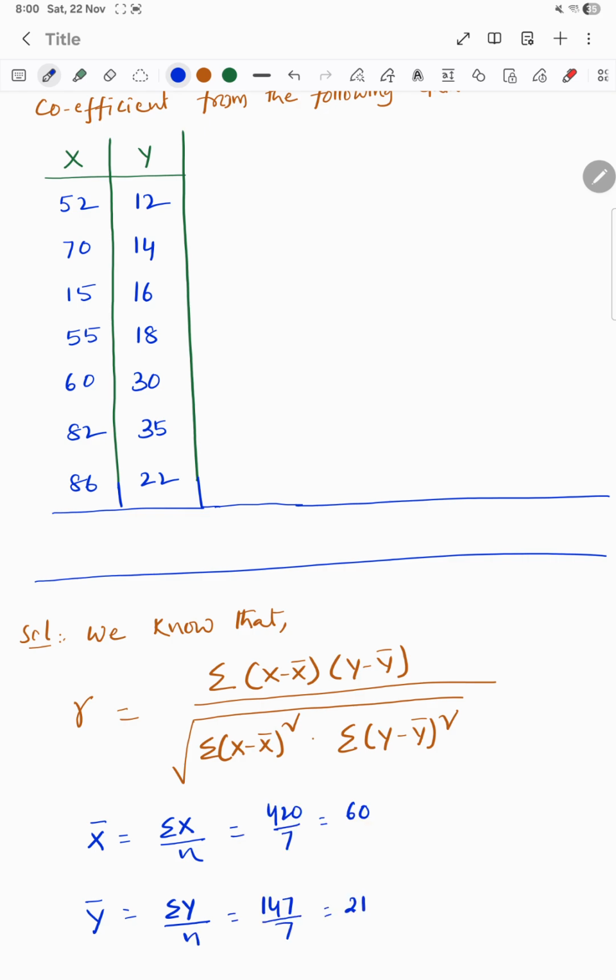Now, mean for x is calculated by sum of x values by n. So if you add all x values, you will get 420 divided by number of observations, which is 7. If you count the number of observations under x, it is 7. So 420 by 7 is equal to 60. Similarly, y bar is equal to sum of all y values divided by number of observations. If you add all y values, you will get 147 by 7, which is equal to 21.